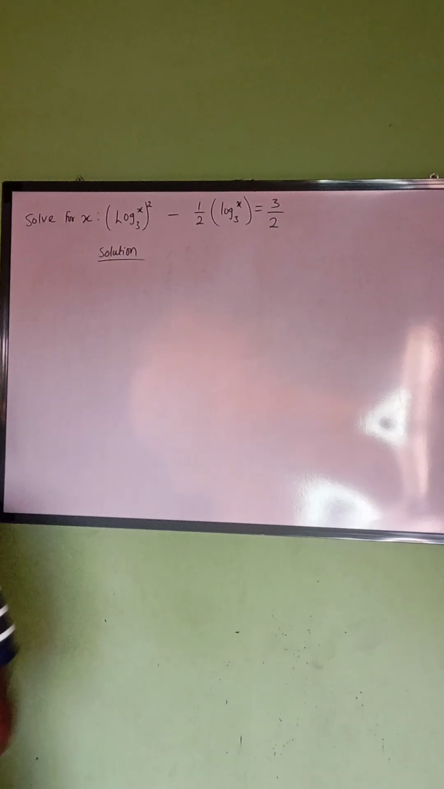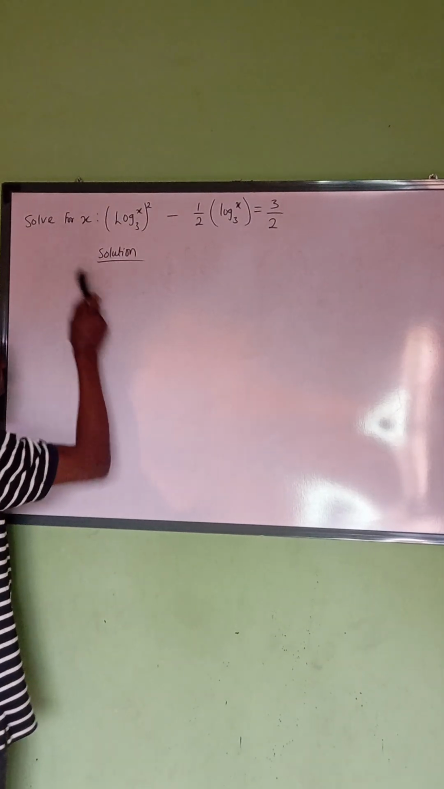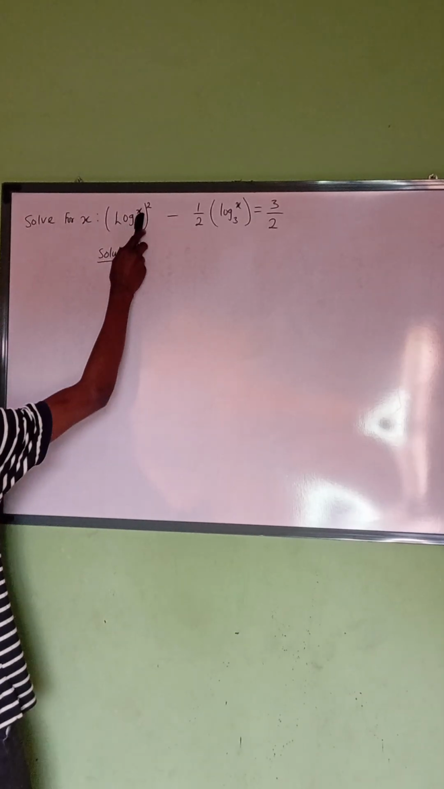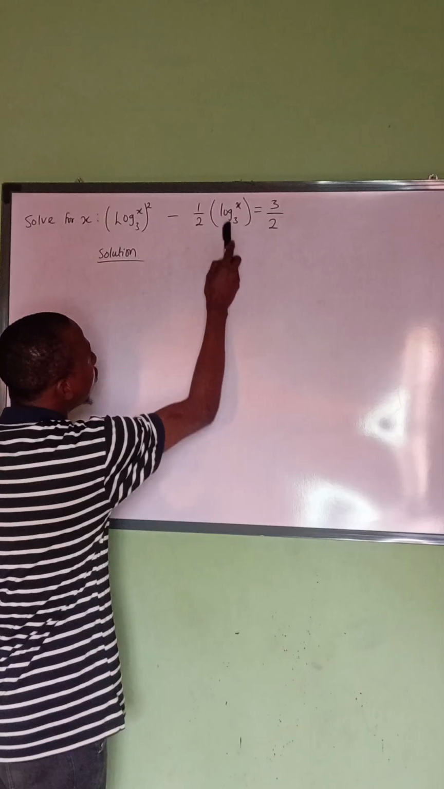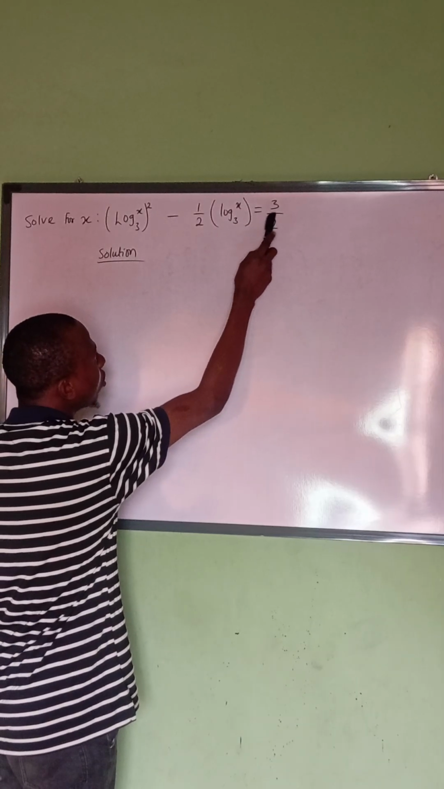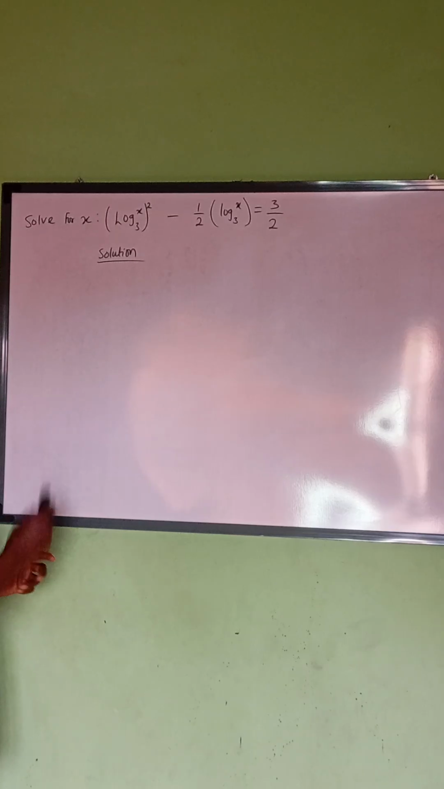Without wasting our time, let's quickly look at this mathematics question. We have to solve for x, and we are given (log x base 3) all squared minus 1 over 2 times log x base 3 equals 3 over 2. Now, we have to solve for the value of x in this logarithm.